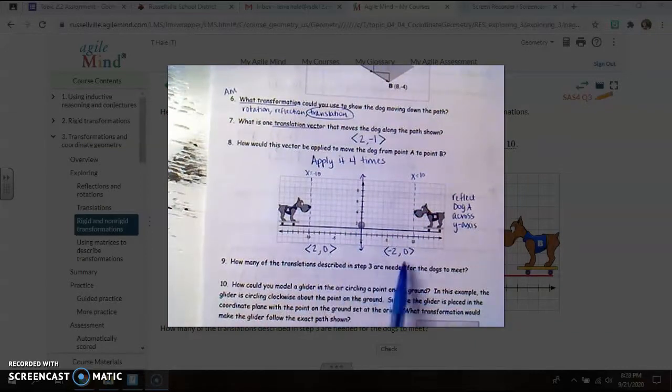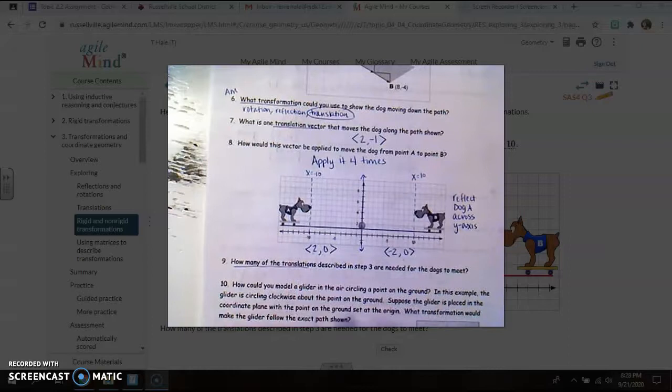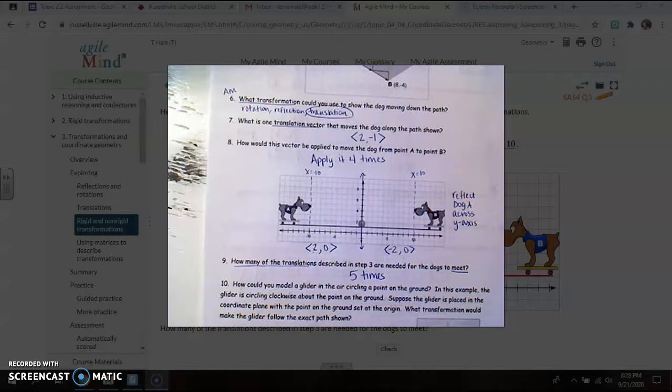Now, how many times would we have to repeat this translation in order for them to meet up at the y-axis? Well, since there's 10 units to the y-axis and we're going 2 units at a time on both of these, that would need to be repeated. How many of the translations? You would need to repeat that 5 times in order for them to meet up at the y-axis. So number 9 in your notes is 5 times.